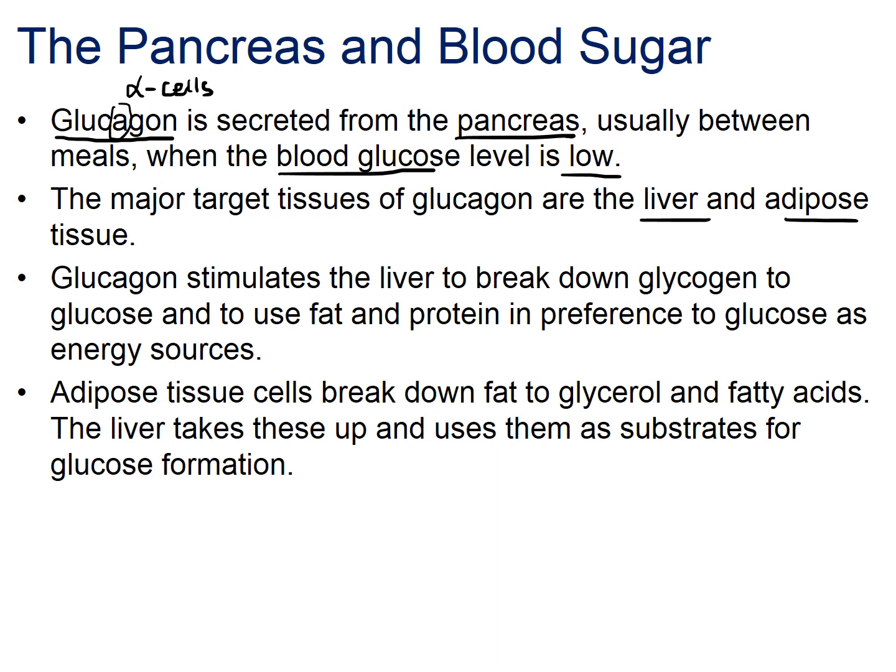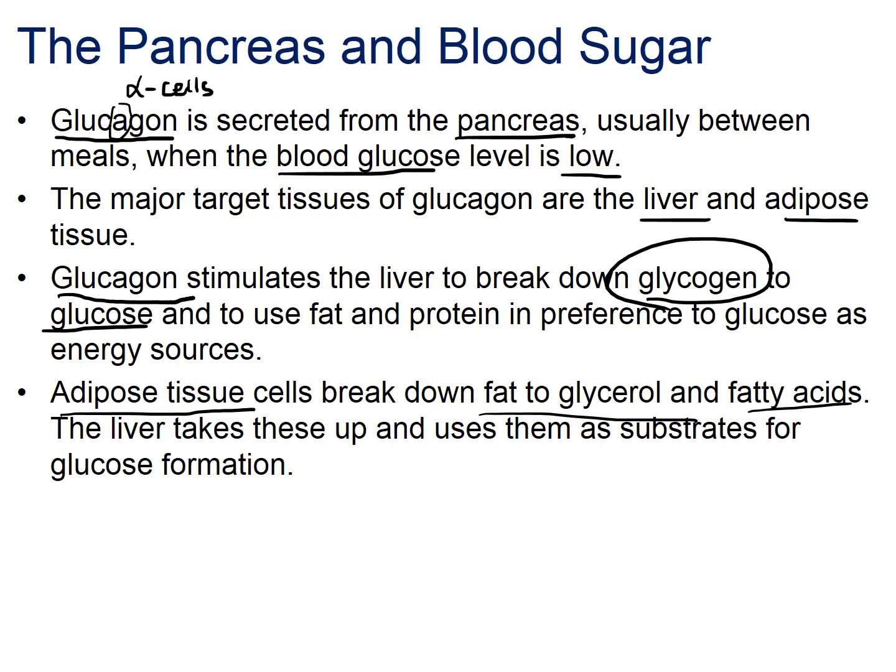So you store some glucose as glycogen when you had insulin in the body, and now the glucagon is going to tell the liver to break down the glycogen back into glucose, so you can use it for energy. And the adipose tissue is going to break down fat into glycerol and fatty acids, and you can use them for glucose formation. We learned this previously in the digestive system. It's called neoglucogenesis.